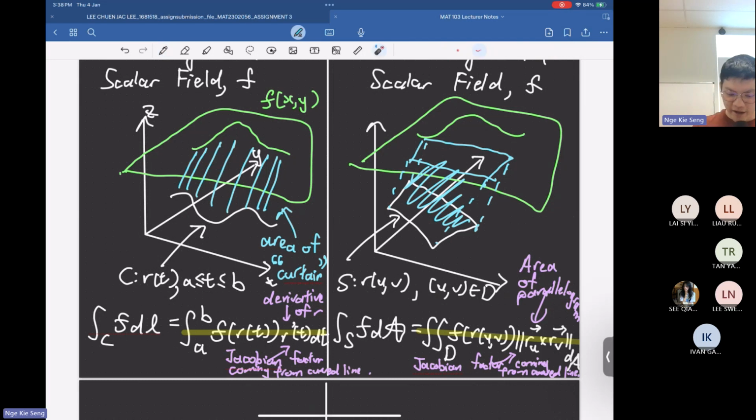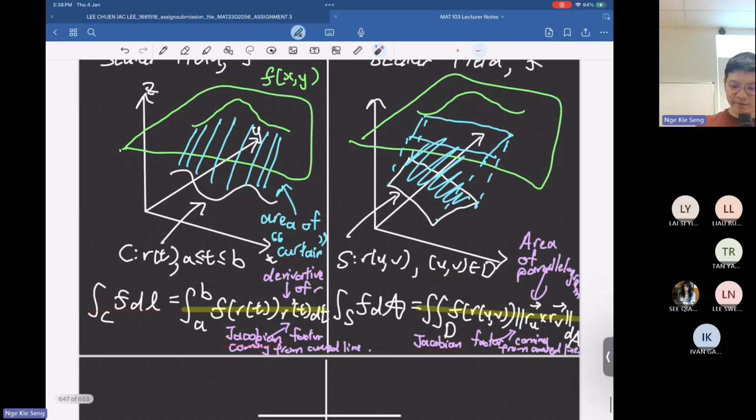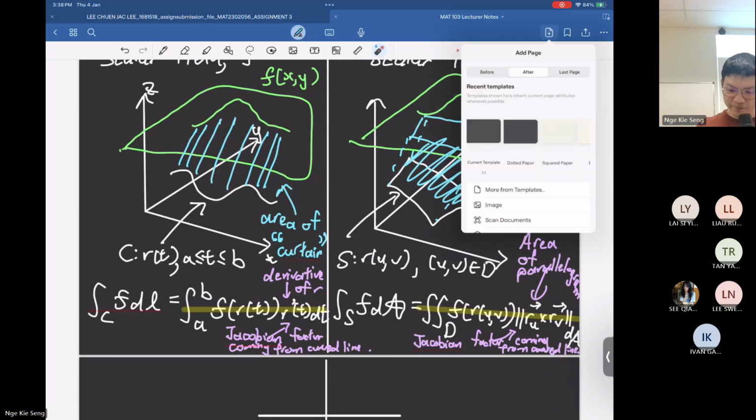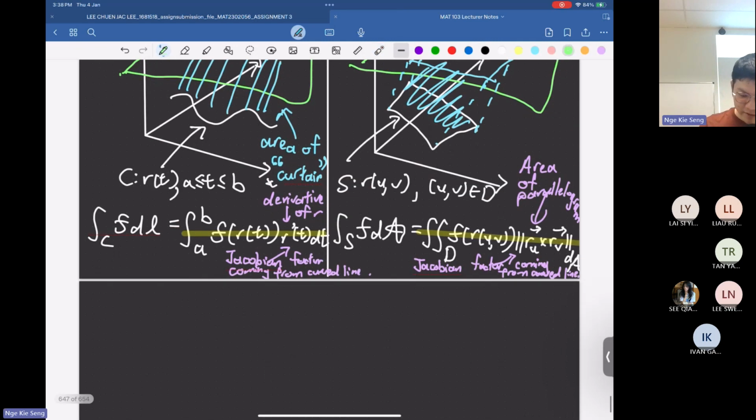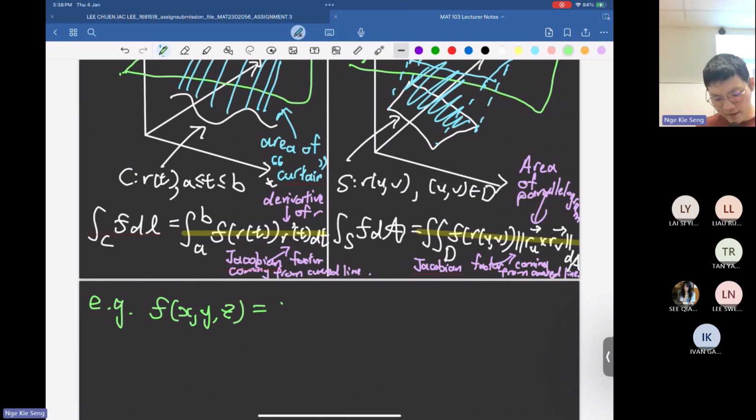So all these FRT, FRB, these are not vectors. These are scalar fields, right? Let me give you an example. Let's keep the example from just now. F of x, y, z equals x. And what are the r of t? Still the same example we had just now, so we have t and t squared.